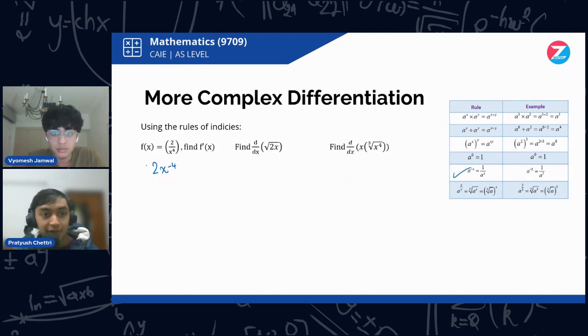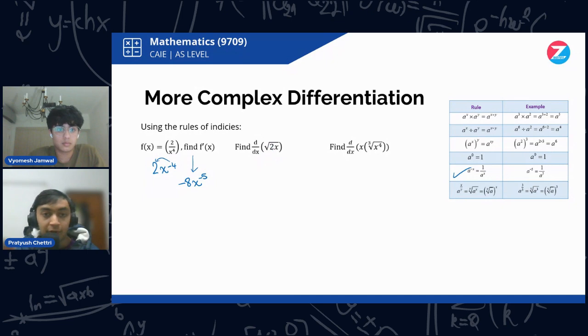And if f of x is 2x to the power minus 4, same rule. Multiply by the power, so minus 8, 2 times minus 4. And then we subtract 1 from minus 4. So that's minus 5. That is f dash of x in this case.